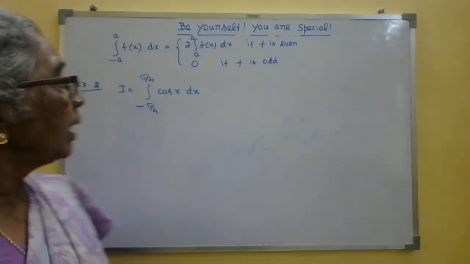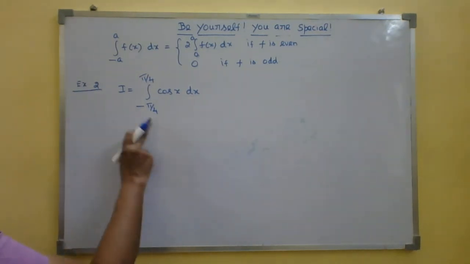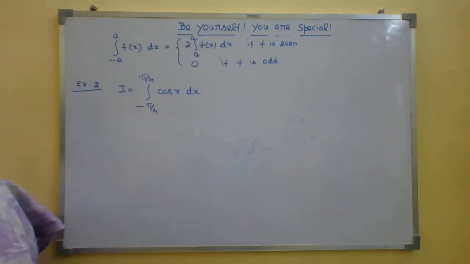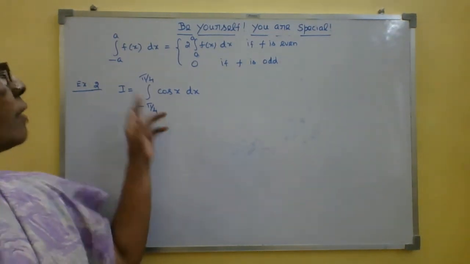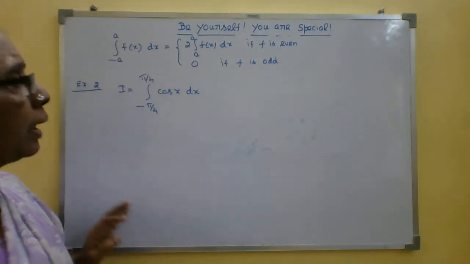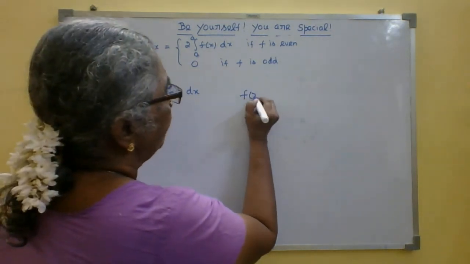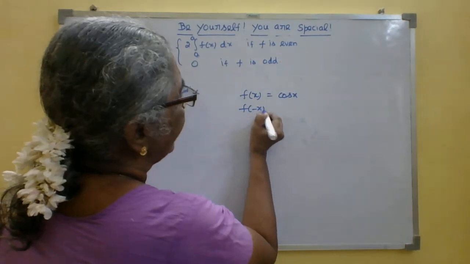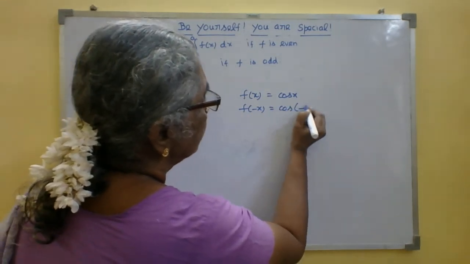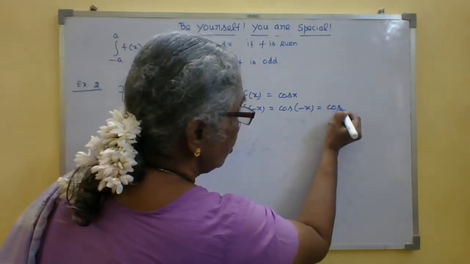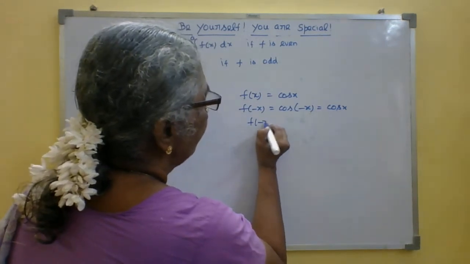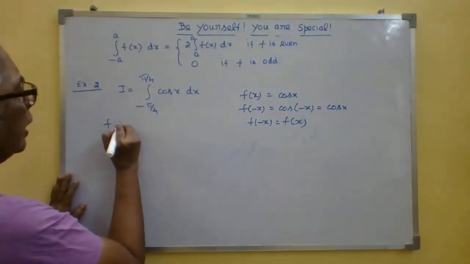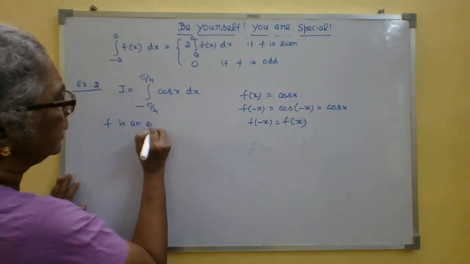Let us see another example. I is equal to integral minus pi by 4 to pi by 4 cos x dx. Here also it is of that format minus a to a. Now what is your f of x? Your f of x is equal to cos x. So you know f of minus x is equal to cos of minus x, which is equal to cos x. So f of minus x is equal to f of x. So you know f is an even function, right?